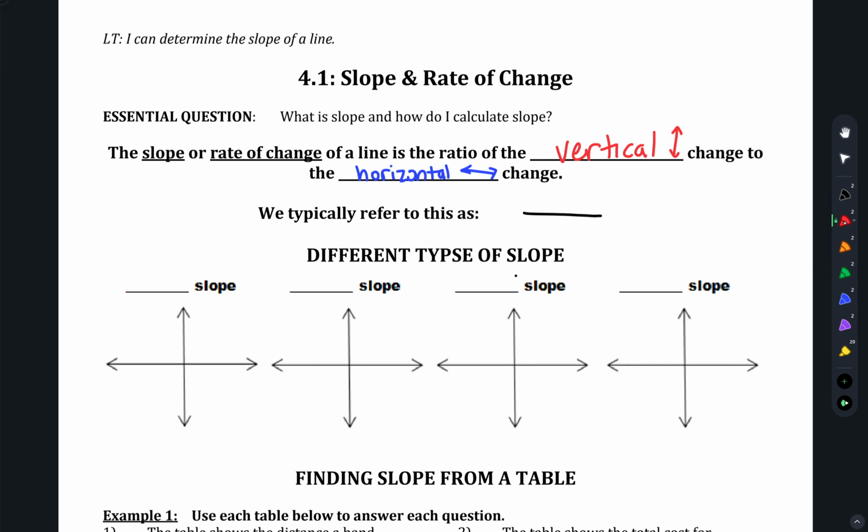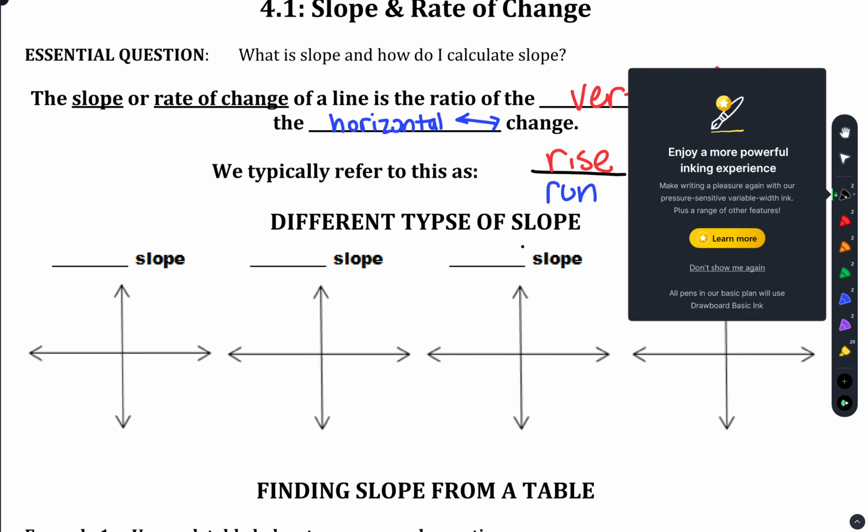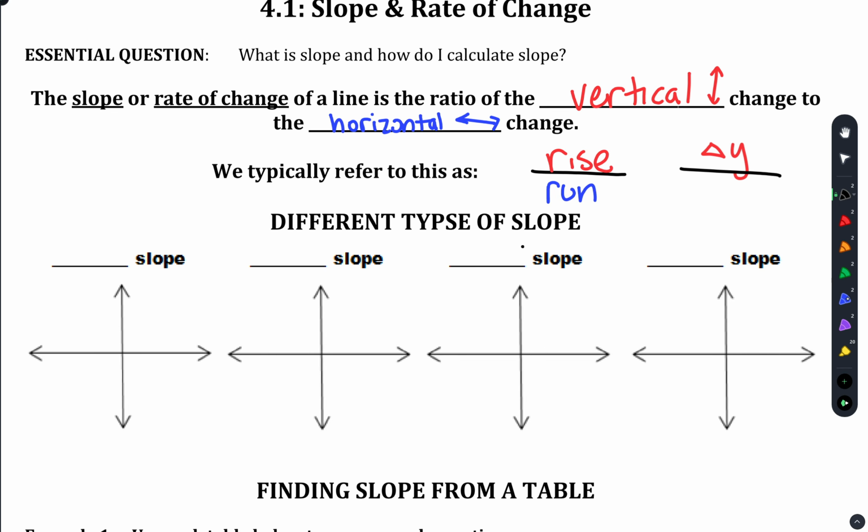Oftentimes, we see slope referred to as rise, so how far you go up or down, over run, or how far you go left or right. Sometimes they get fancy on us. I don't know why they do it. Sometimes they get fancy, and they would say, like, the change in y over the change in x, that little triangle means change. Just a fancy way to write things. Means the same thing, though.